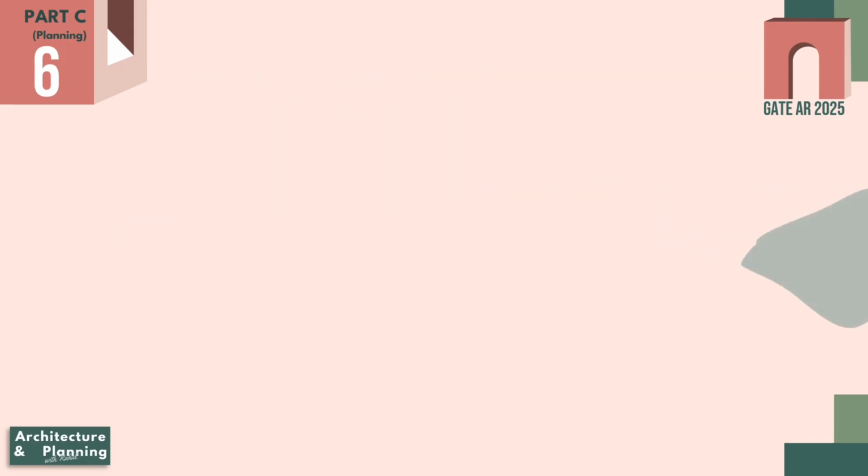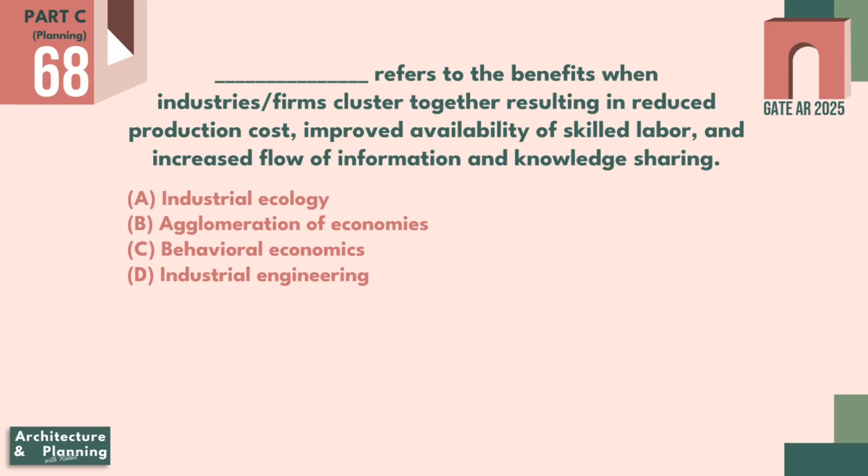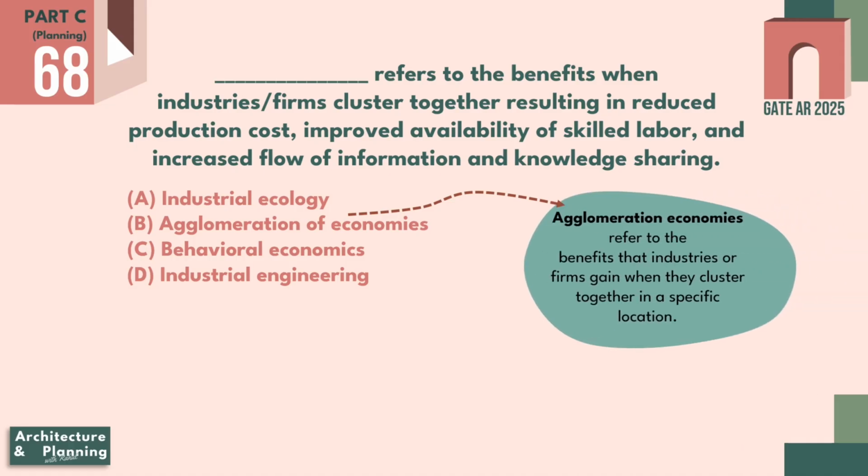Let's move to the next question. Blank refers to the benefit when industries and firms cluster together, resulting in reduced production cost, improved availability of skilled labor, and increased flow of information and knowledge sharing. So this cluster of industries is known as agglomeration economies, which refers to the benefits that industries or firms gain when they cluster together in a specific location.